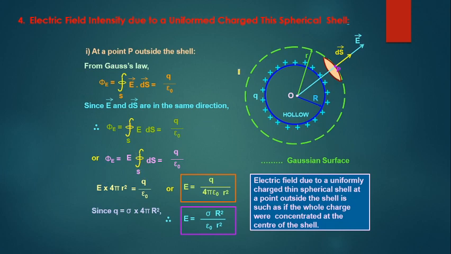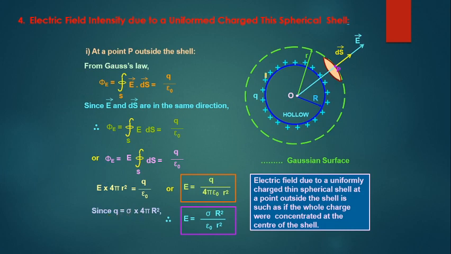Over the sphere, E is constant and is taken out, and the integral of dS is the surface area of the sphere, equal to 4 pi r square. Substituting, the electric field intensity at a point outside the shell is E equal to Q divided by 4 pi epsilon naught r square. This value is the same as the electric field due to a point charge, but here the charge is distributed over the surface, and Q is the total charge distributed over the spherical shell.